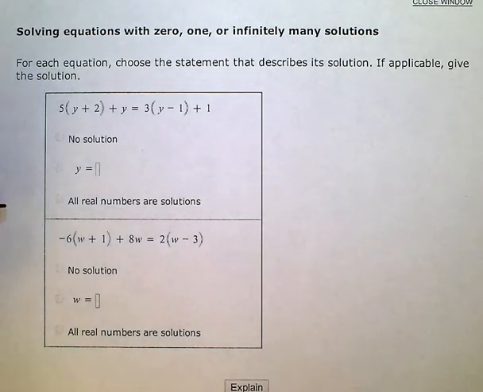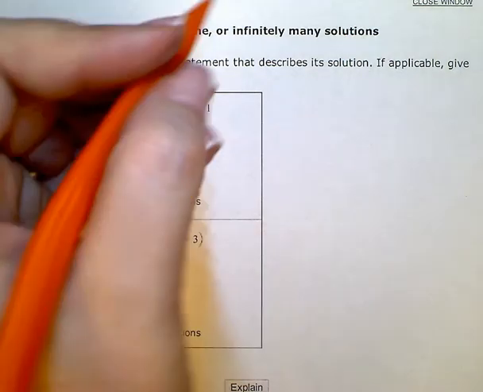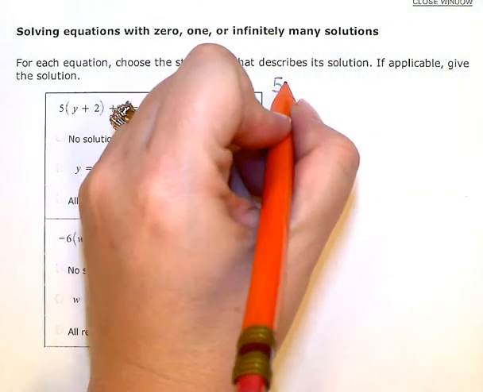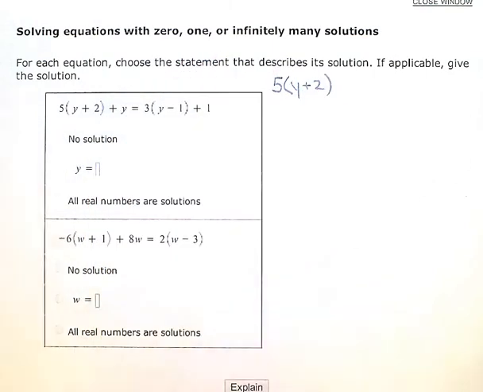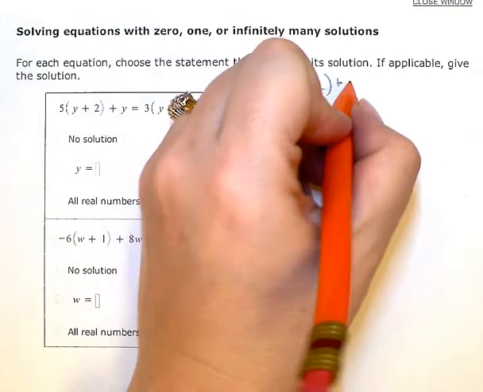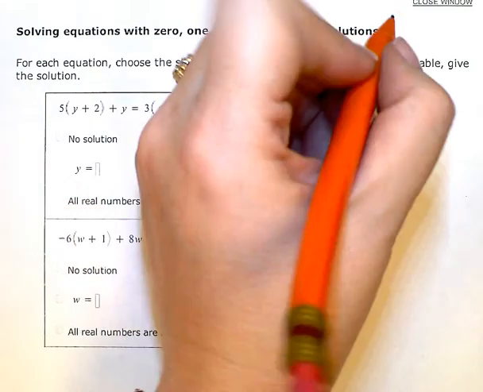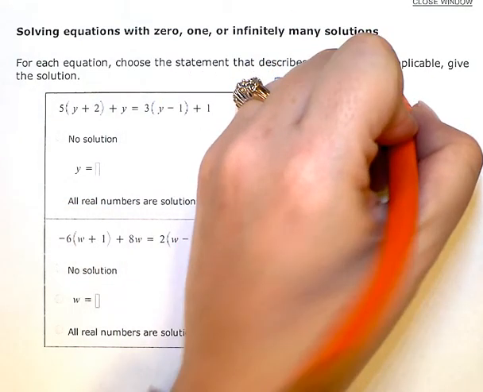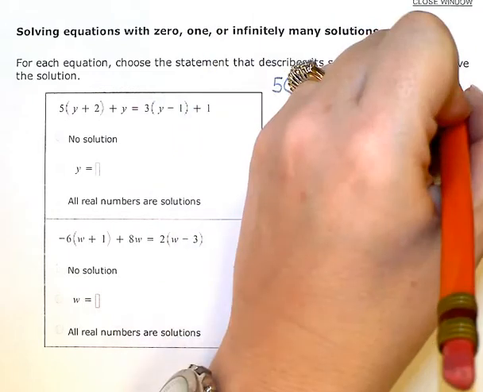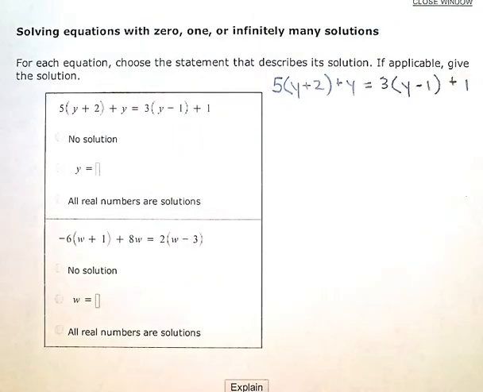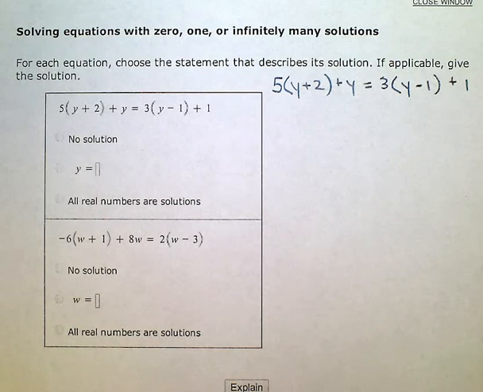I'm going to start with the first one, so I'm going to rewrite it over here to the side. So I have 5 times (y plus 2) plus y equals 3 times the quantity (y minus 1), and then plus 1 on the outside. First thing I need to do is simplify the left and right sides separately.